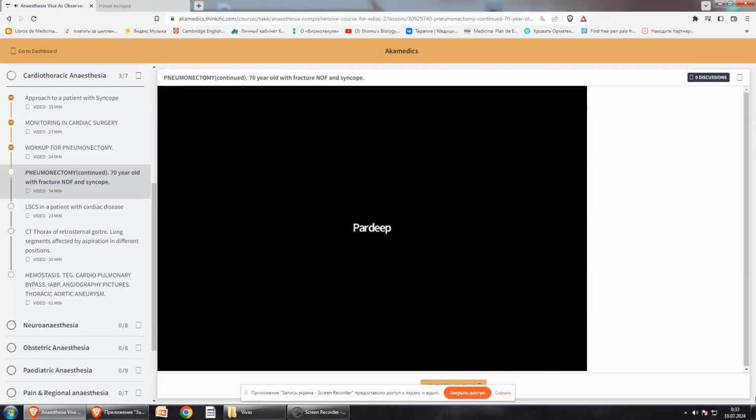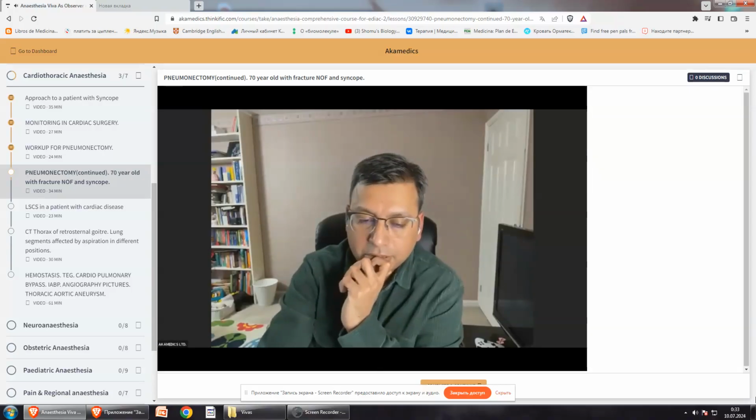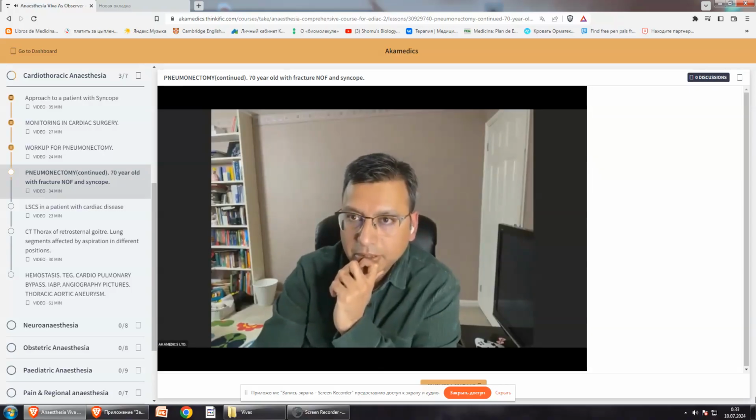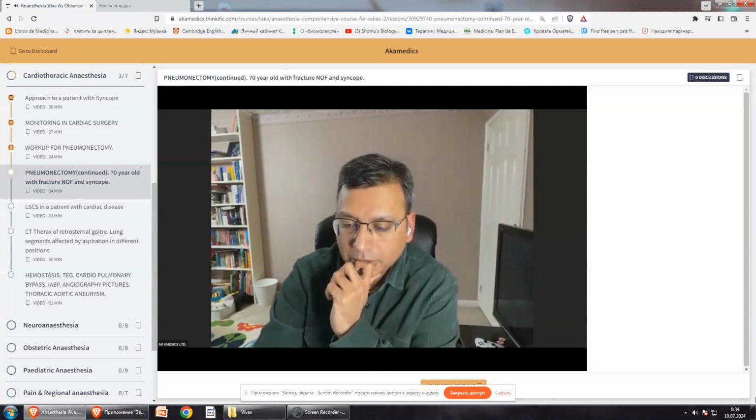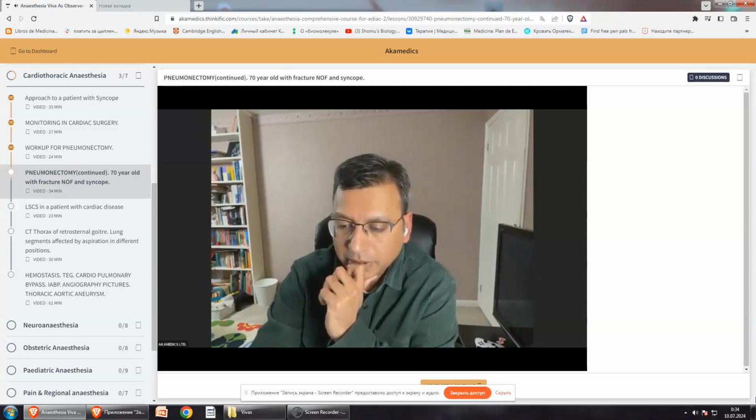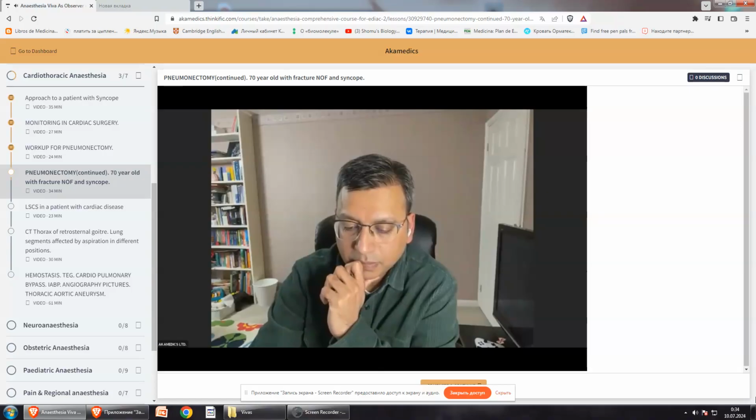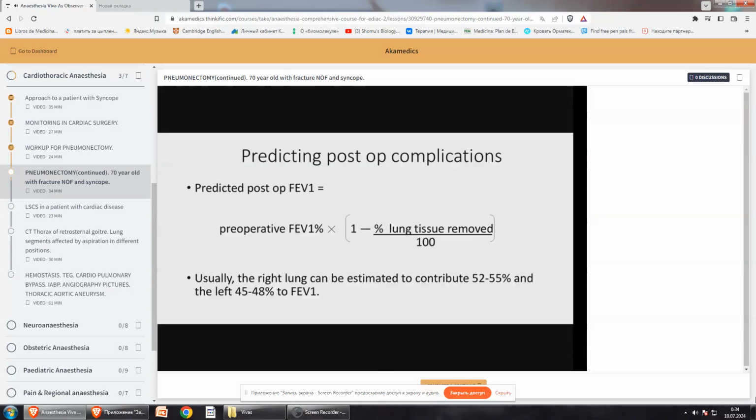Yes, sir. This is FEV1 multiplied by segments left and then divided by 19. Let me just share it with you on this screen, then I can explain it a little. That is actually the prediction of post-op. Based on this, how much tissue is to be resected, and subtracting it from 1, you will work out what is going to be the predicted post-operative FEV1.